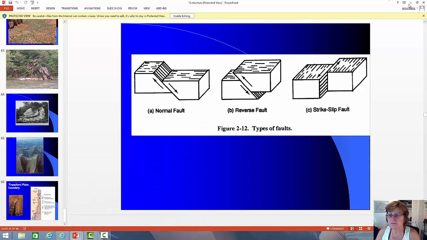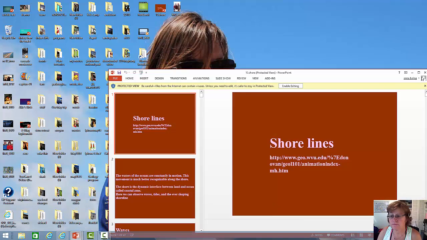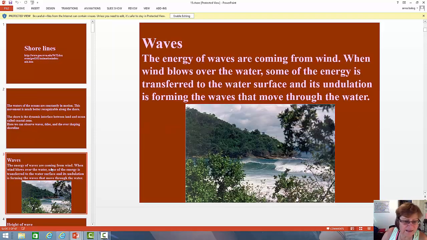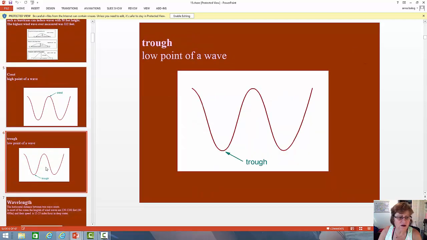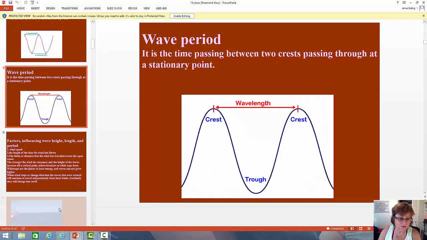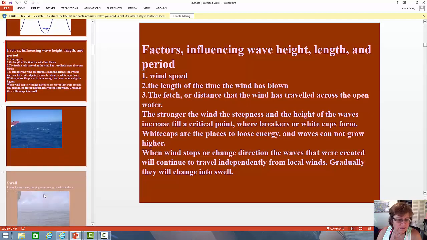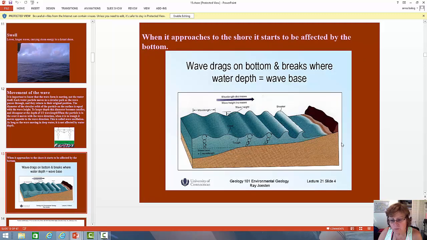The next one is the last chapter, which is the shoreline. Here I would like you to know what waves are and all the parts of the waves: the height, the crest, the trough, the wavelength, and the wave period. These are important. What are the factors influencing the height, the length, and the period? And then the movement of the wave, like you should know that the water itself is not moving, it's just the waveform which is moving. And what happens when it gets to shallow water?